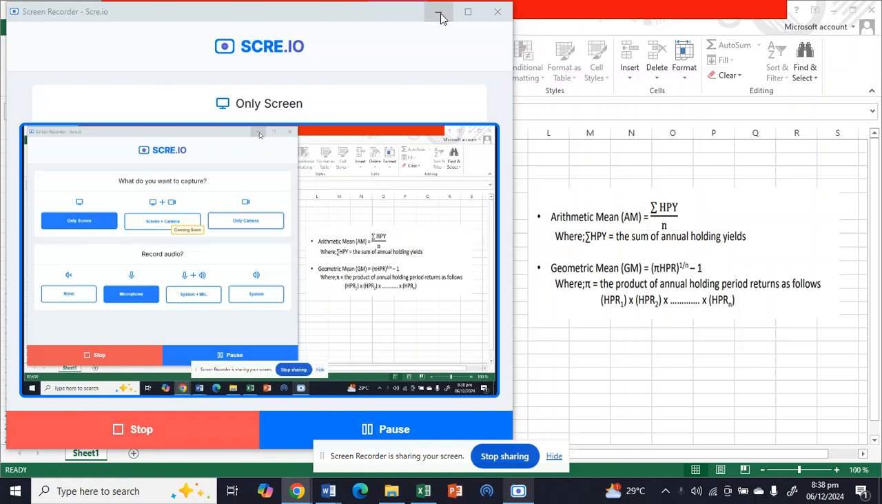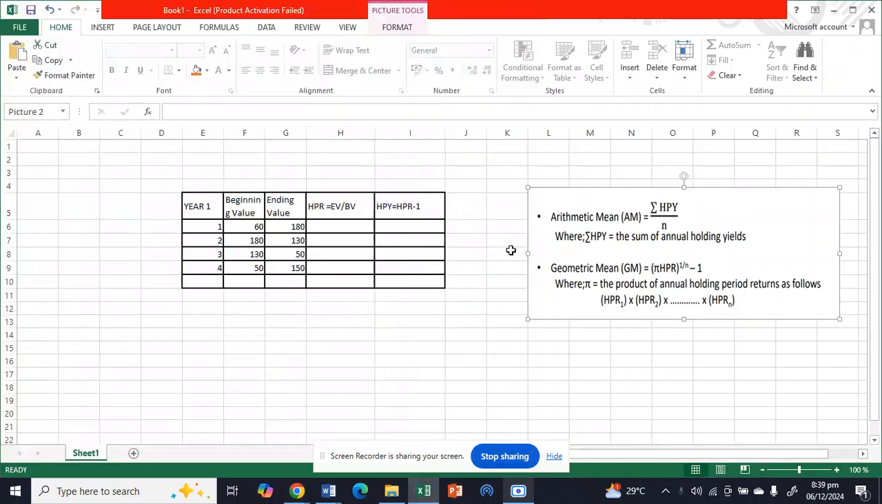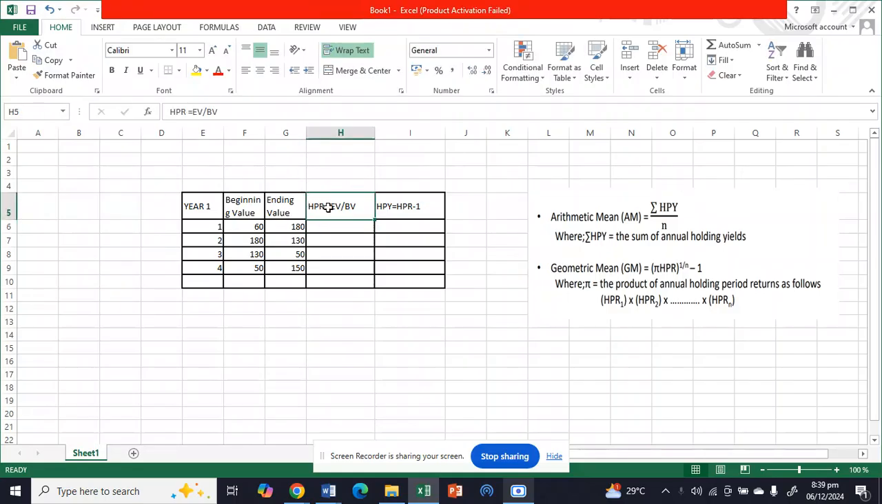All right, so we're going to look at how to get our arithmetic and geometric means for our holding period return and the holding period yield. Remember, the holding period return and the holding period yield just tell us how much our investment has grown by. The holding period return gives us that value in the form of a number. The holding period yield gives that value in terms of a percentage.